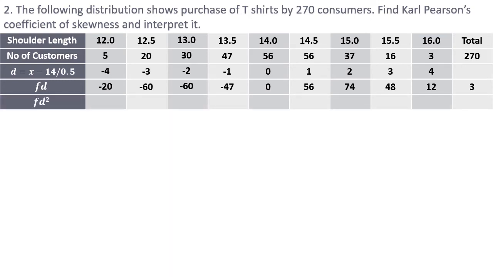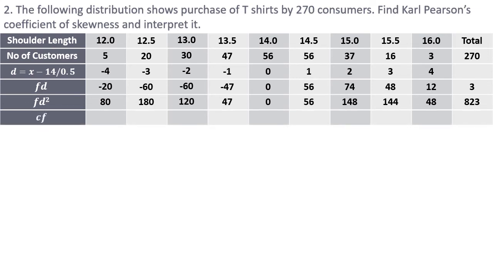Next, I need to calculate FD square. Just like FX and FX square, FD and FD square. FD and FD square both will be used for the calculation of standard deviation. How to do that? FD will be multiplied with D. So negative 20 into negative 4 is 80. Negative 60 into negative 3 is 180. Negative 60 into negative 2 is 120. So similarly, you can get all the values for FD square too. So don't make a mistake here. Use your calculator properly and get the correct answers. The total here will be 823. So these values will be used for standard deviation.